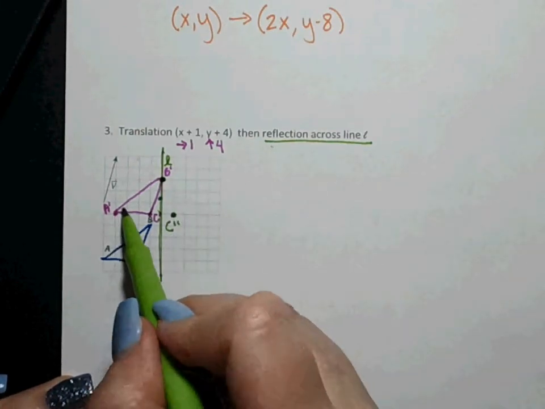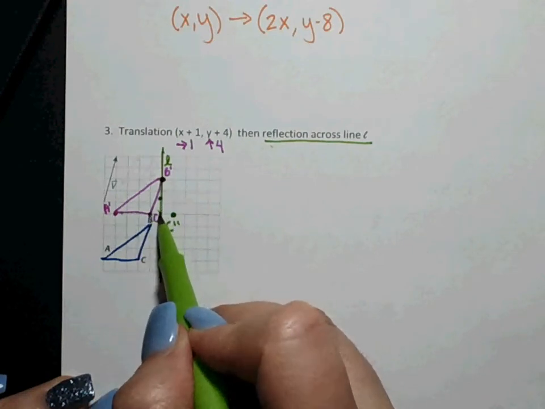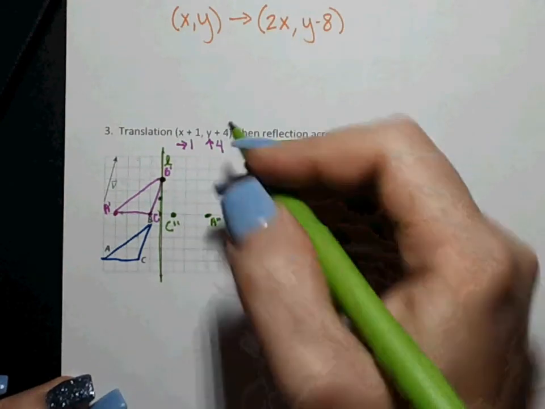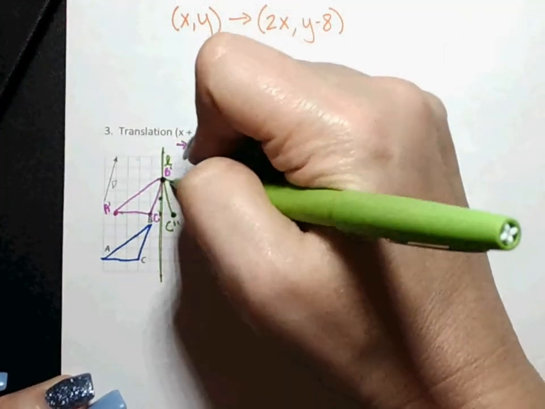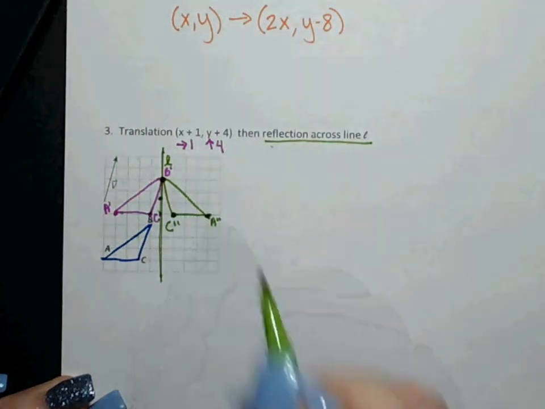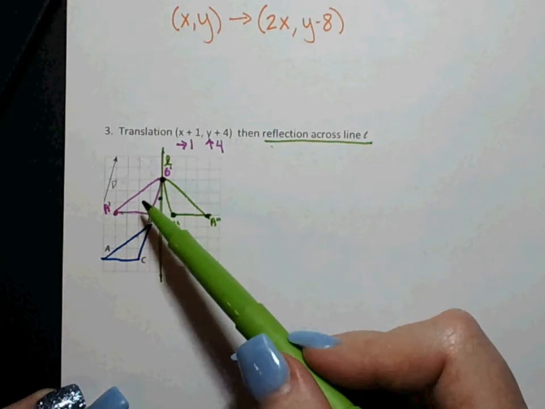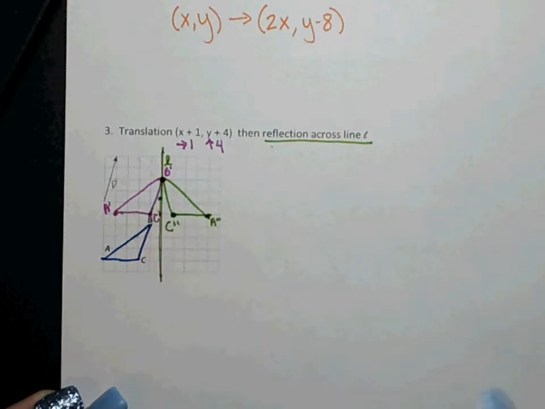And then A is 1, 2, 3, 4 away. So I'm going to go 4 away on this right side. So 1, 2, 3, and 4. All right, connect my dots again. And there we go. So this is our translation. That was our first transformation, and then our reflection.